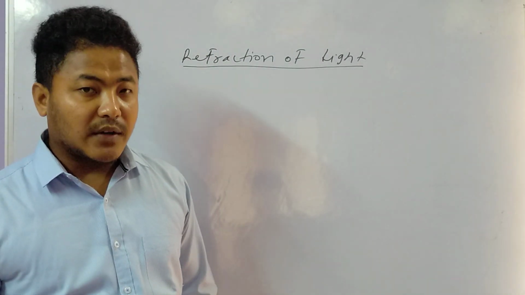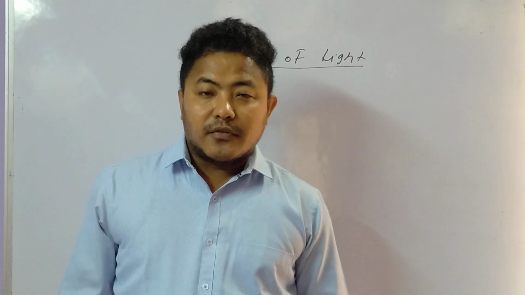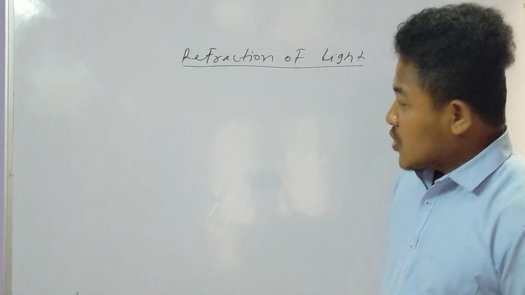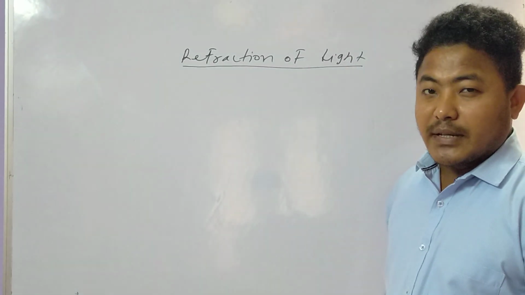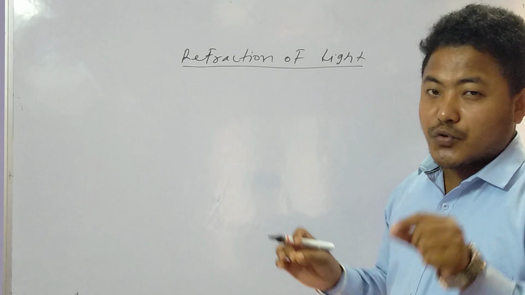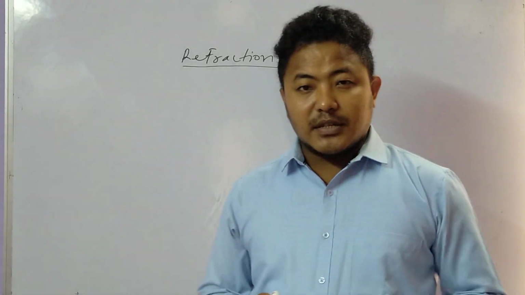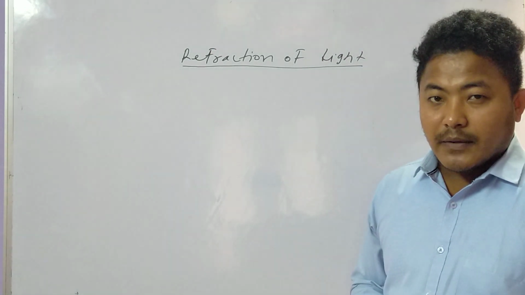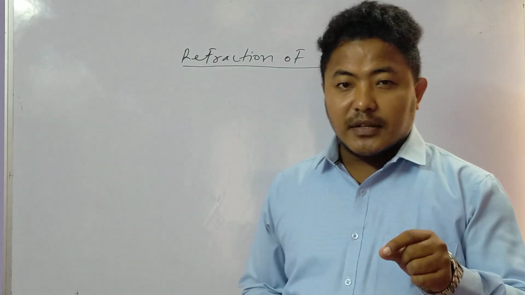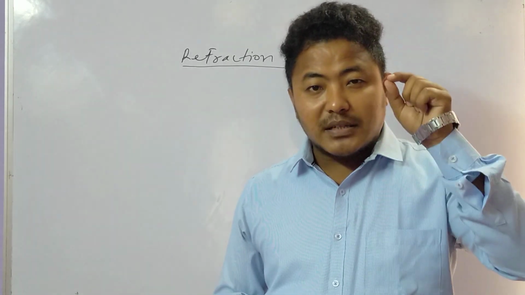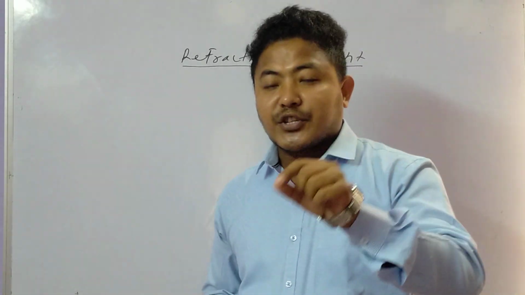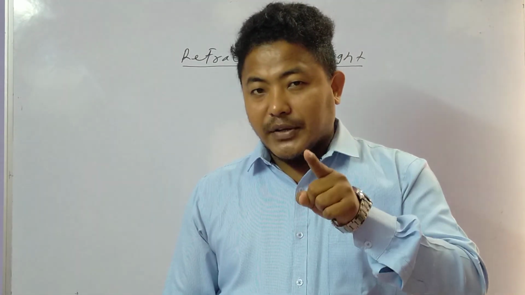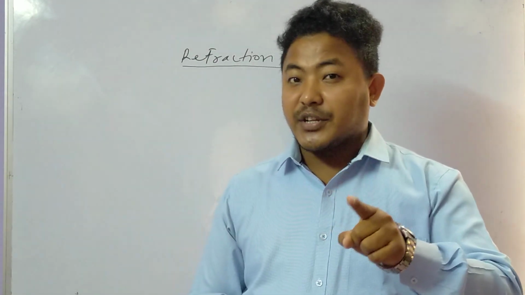We have also discussed reflection of light in the beginning of this particular chapter. So what we found in case of reflection is that a ray coming from a particular source, after striking a surface, bounces back. But in the case of refraction, it is something different. In the case of refraction, light travels from one transparent medium to another transparent medium. Remember, light travels from one transparent medium to another transparent medium.